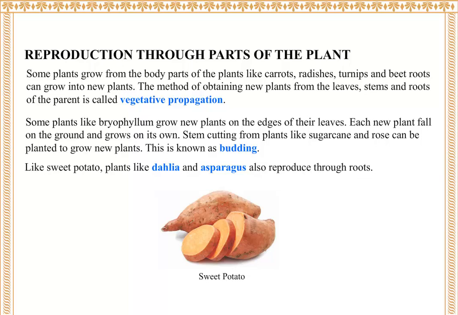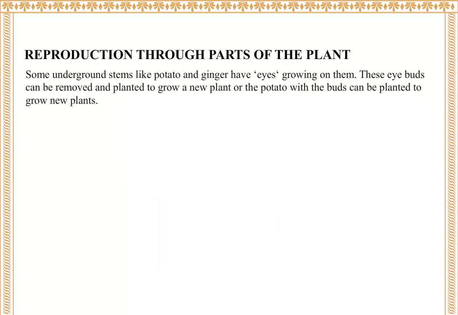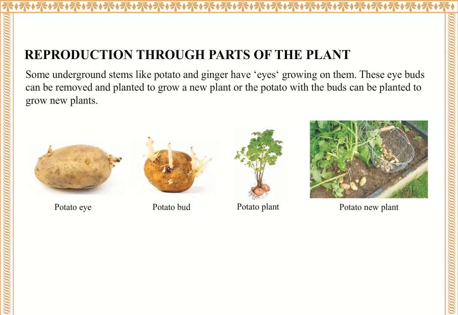Some underground stems like potato and ginger have eyes growing on them. These eye buds can be removed and planted to grow a new plant, or the potato with the buds can be planted to grow new plants. Potato eye, potato bud, potato plant, potato new plant. New plant from underground stem.